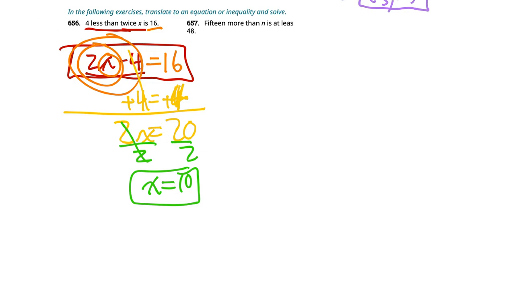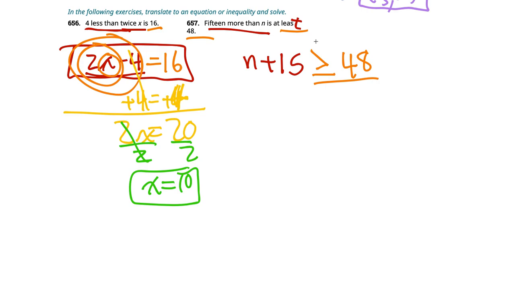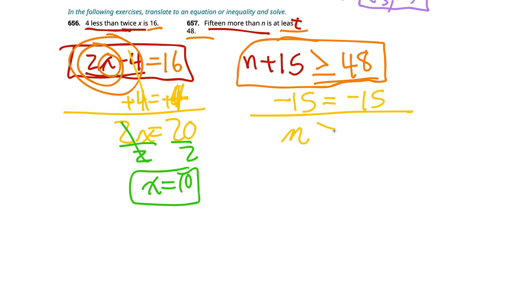Okay, cool. Last time I didn't do the checklist here. 15 more than n is at least 48. So 15 more than n, that's this, is at least 48. That means it's greater than or equal to 48. That's what the at least 48 part means. I'm going to box that because that's my first part. Solving it, we just want to get rid of the number on the left-hand side, so I'm going to subtract 15 from both sides. I get n is greater than or equal to 33. And that one is solved. Cool, I don't have to graph it, yay.